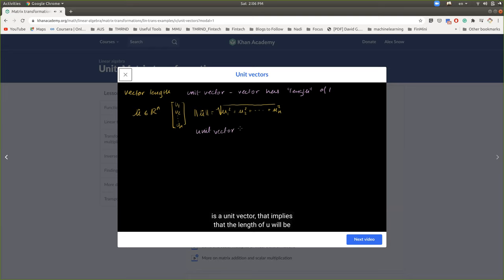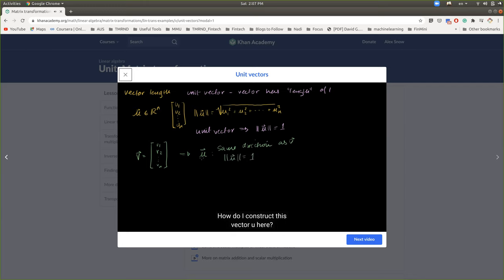If this is a unit vector, that implies that the length of u will be equal to 1. And that doesn't matter in what dimension space we are. This could be R100, this could be R2. For it to have a unit vector in any of those spaces, their length is 1. So the next obvious question is, how do you construct a unit vector? So let's say that I have some vector v, and let's say it's not a unit vector, so it's v1, v2, all the way to vn, and I want to turn it into some vector u that is a unit vector that just goes in the same direction. So u will go in the same direction as v, but the length of u is going to be equal to 1.